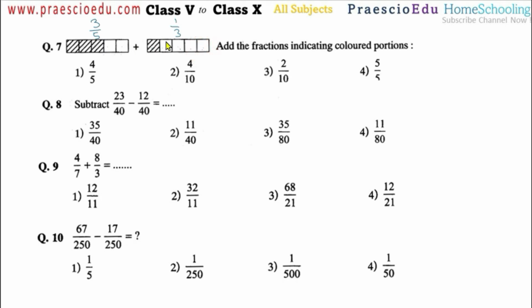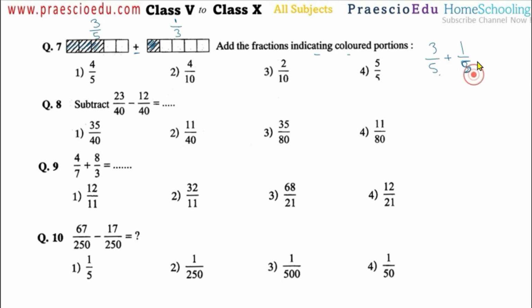Out of the 5, one part is shaded, okay, so that's why we add the fractions indicating the colored portion. Colored means shaded. Here the total is 5, meaning the whole thing is 5 parts, and out of that, 3 are shaded. Here also the total is 5, and 1 is shaded. Now this is the addition, so 3 by 5 plus 1 by 5.